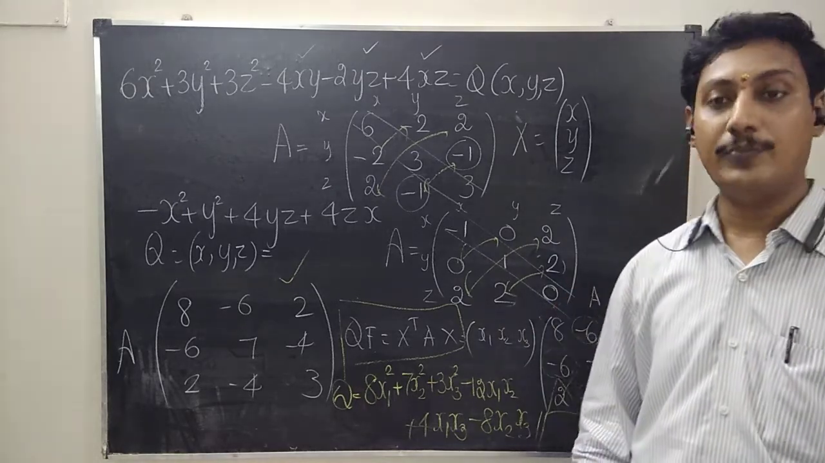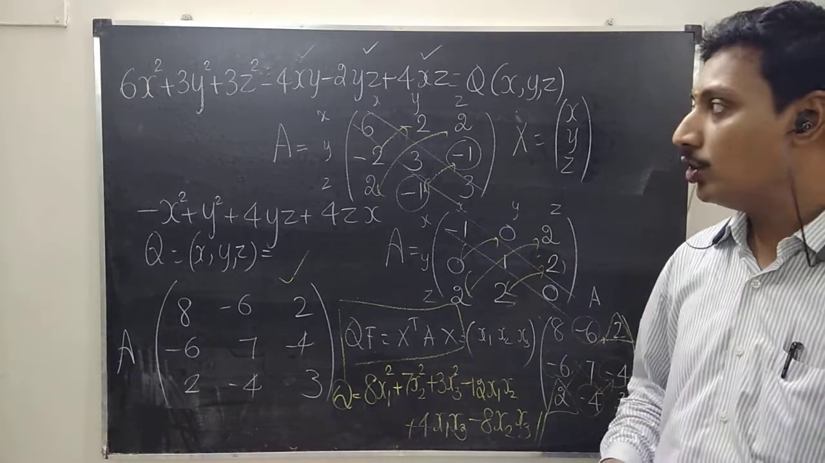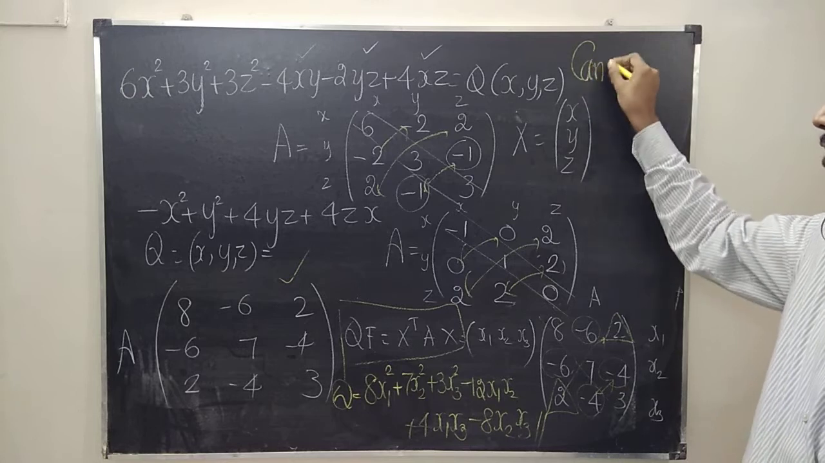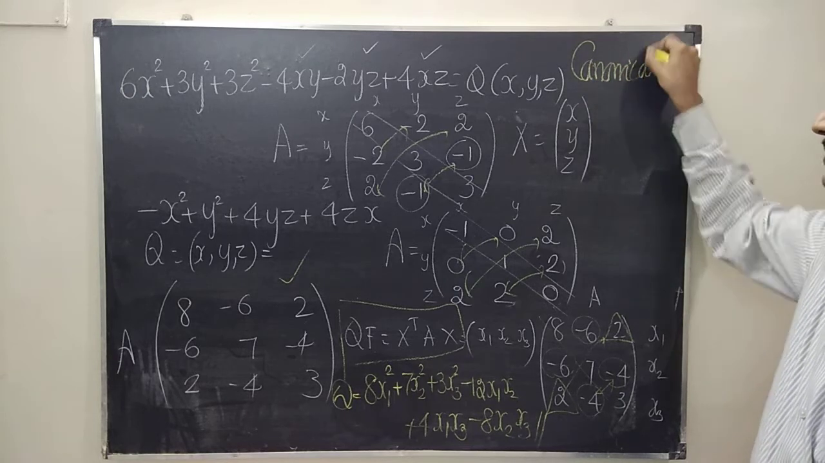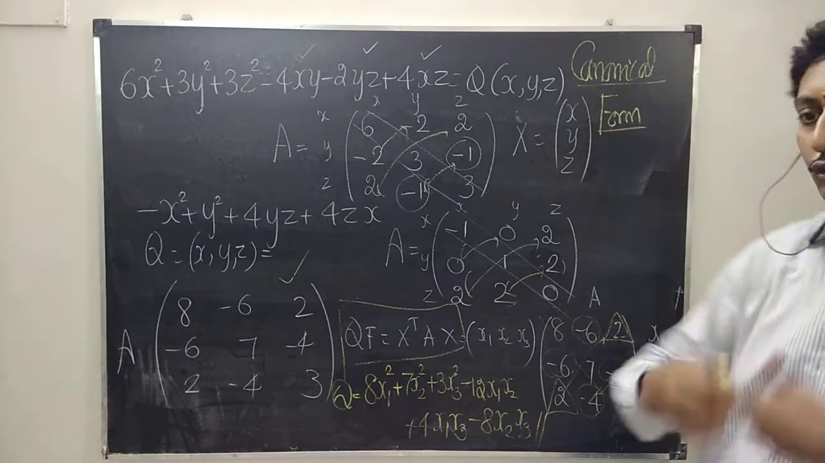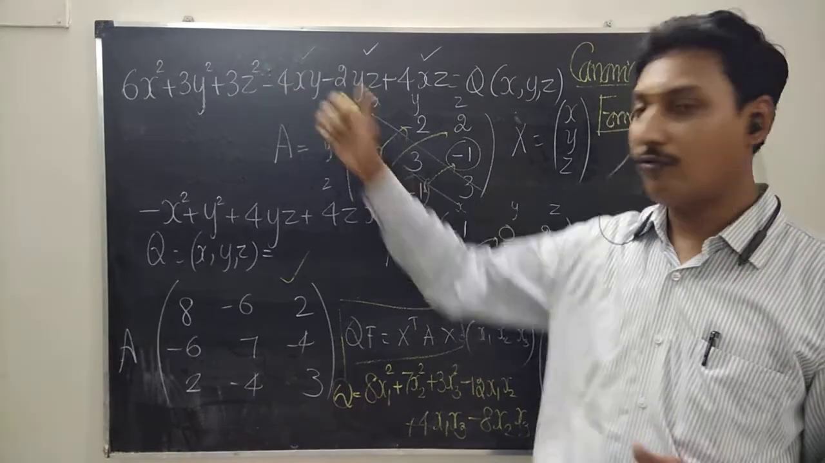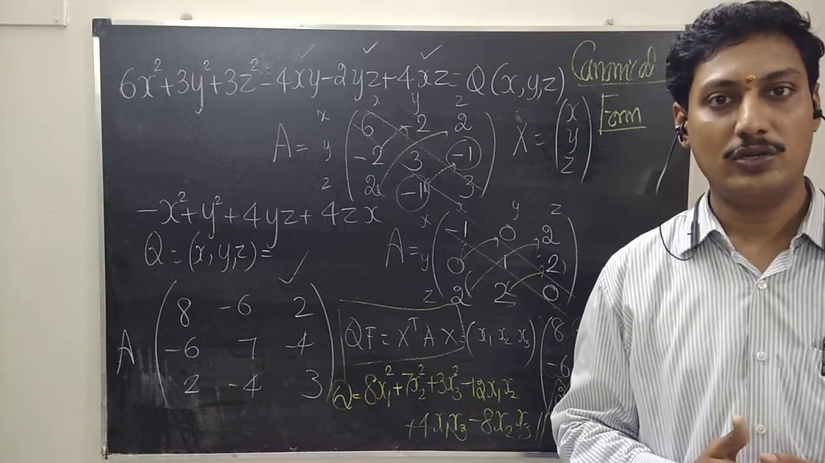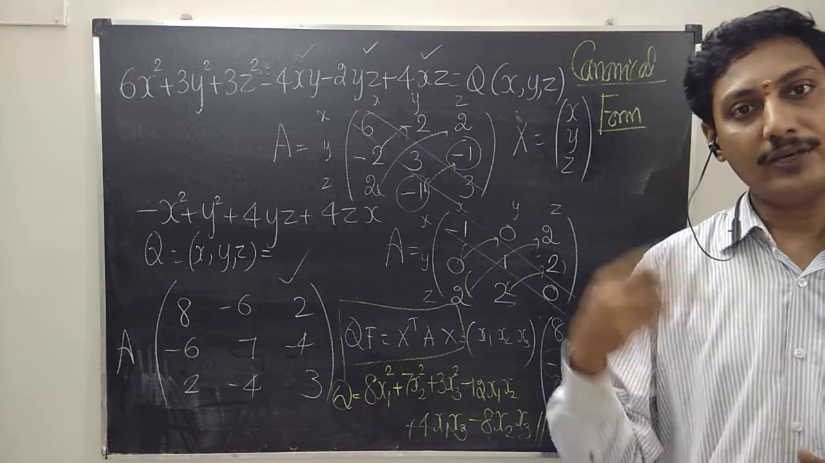From the diagonal form, let us extend some more. This quadratic form can be rewritten into the canonical form. I made a separate video for the canonical form, how to convert from the quadratic form into the canonical form by using orthogonal transformations. Please go and watch our YouTube channel.